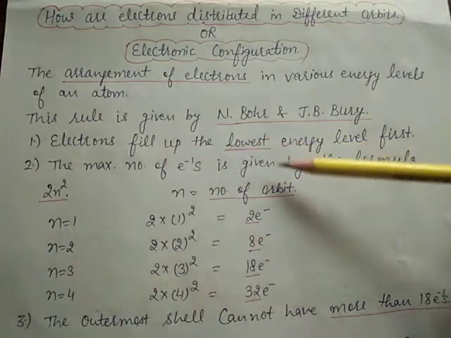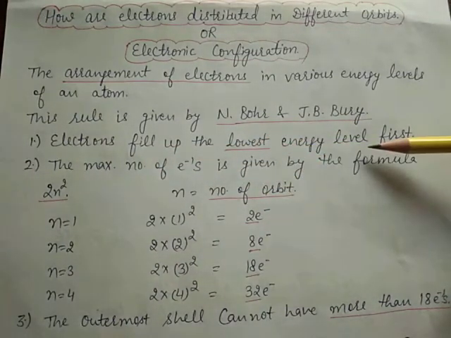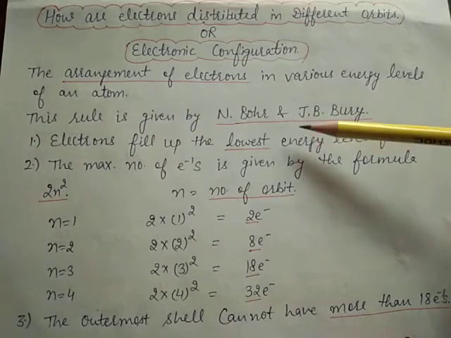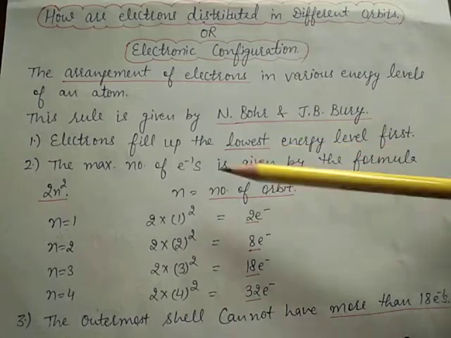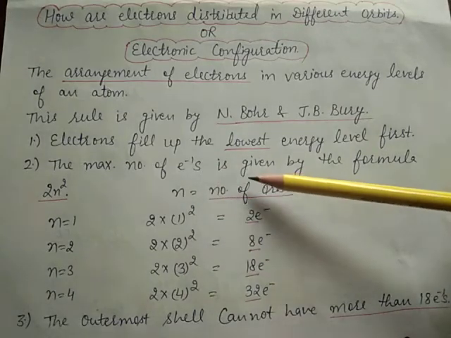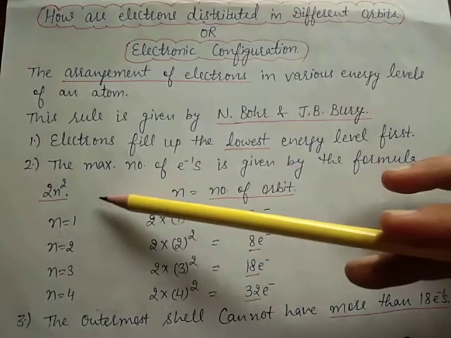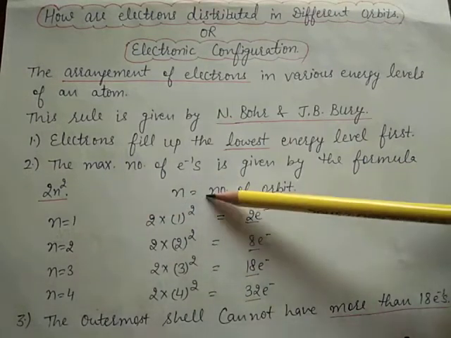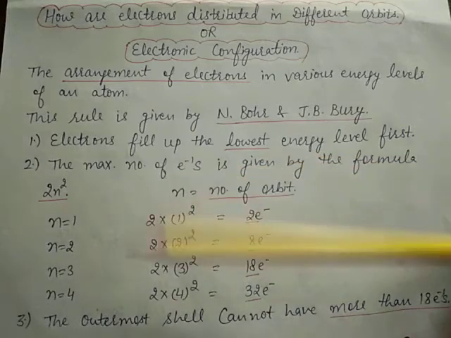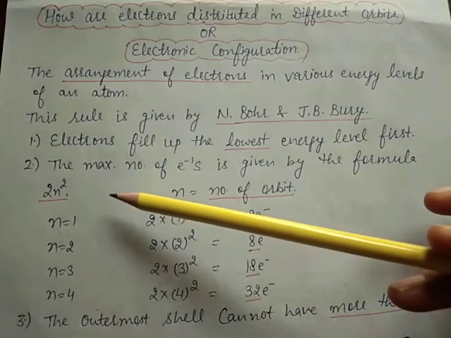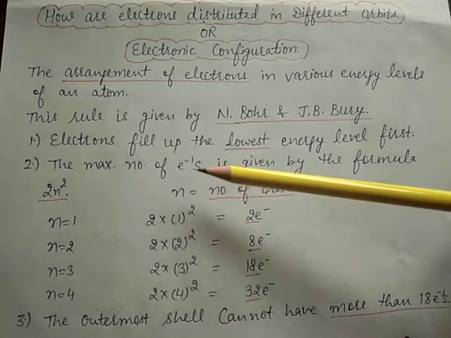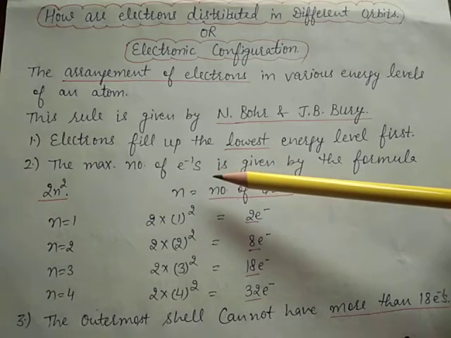Electrons fill up the lowest energy level first. It means the electrons which have the lowest energy fill first. Second, the maximum number of electrons is given by the formula 2n square, where n is equal to the number of the orbit. With the help of the 2n square formula, the maximum number of electrons can be easily calculated.